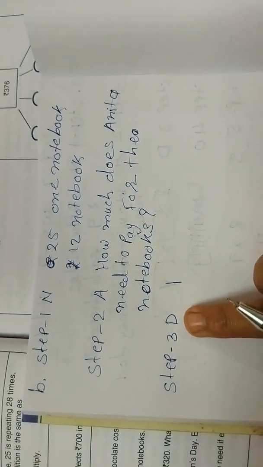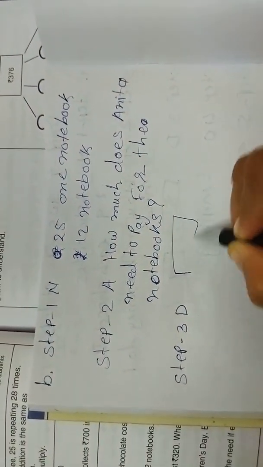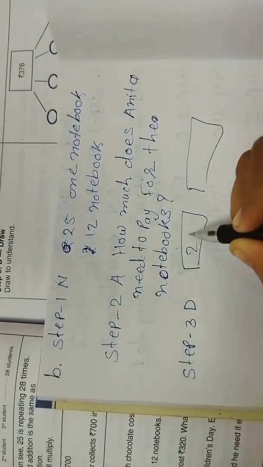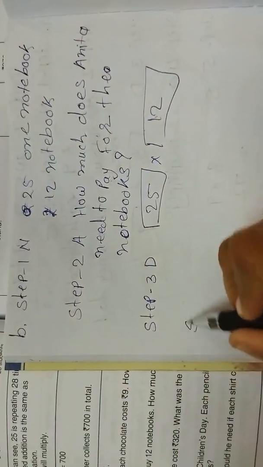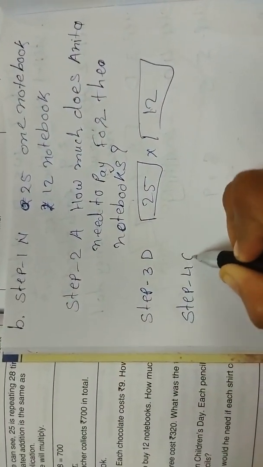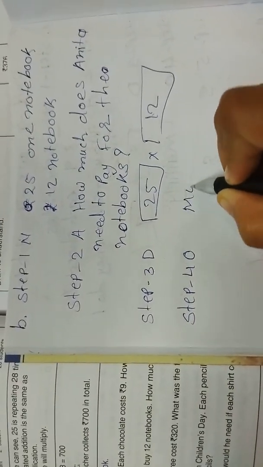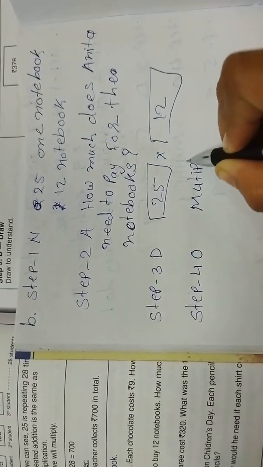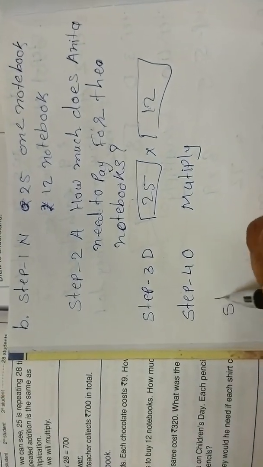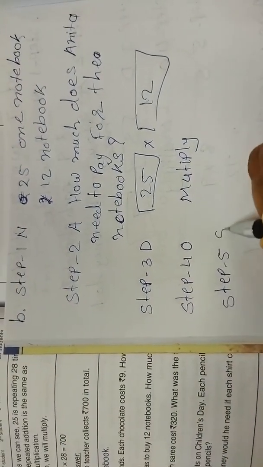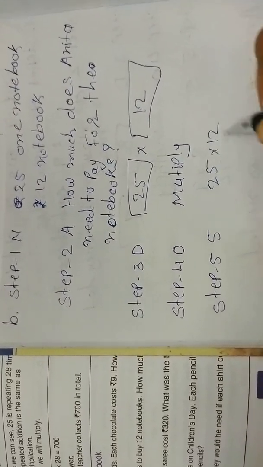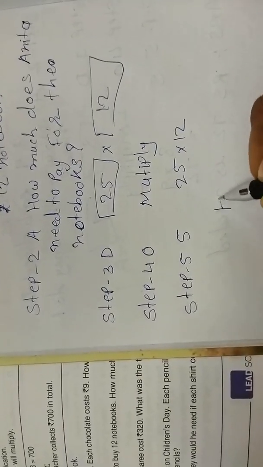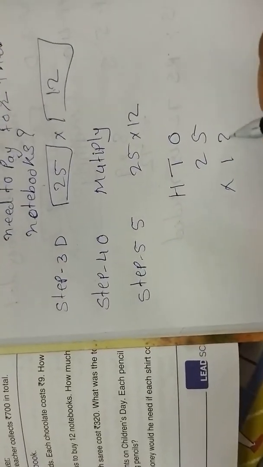Step number 3, draw is there. So here we have to draw 2 boxes. In that we have to write 25 multiplied by 12. Step number 4, operation is there. So we'll use multiply. Step number 5, solution is there. So here we have to write 25 into 12. Here we have to write hundreds, tens and ones. 25 multiplied by 12.